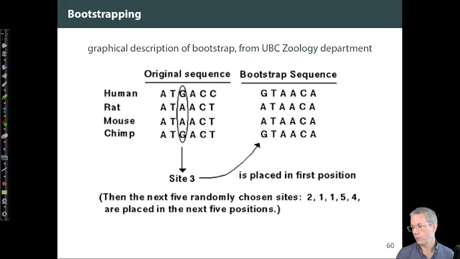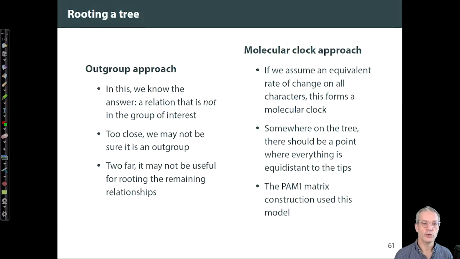The next thing that we should discuss is the idea of rooting a tree. Some tree methods give us unrooted trees. In fact, most tree methods are going to give us unrooted trees, except for UPGMA. And as we've seen, UPGMA has a cost because we have to make this very large assumption, which is what we use as a molecular clock.